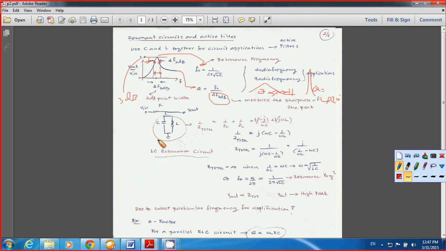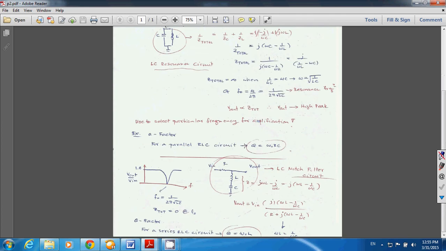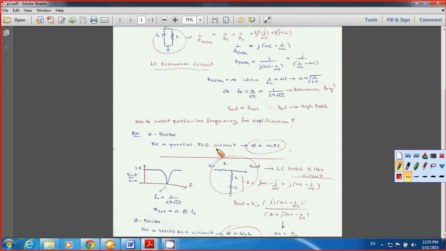Now also take a look at what I have in here. Okay, so let's take a look at the Q factor here. But I'm not really proving this one; you might want to work it out, try by yourself. For an LC resonant circuit or parallel RLC circuit, your Q factor becomes omega 0 multiplied by R and C.